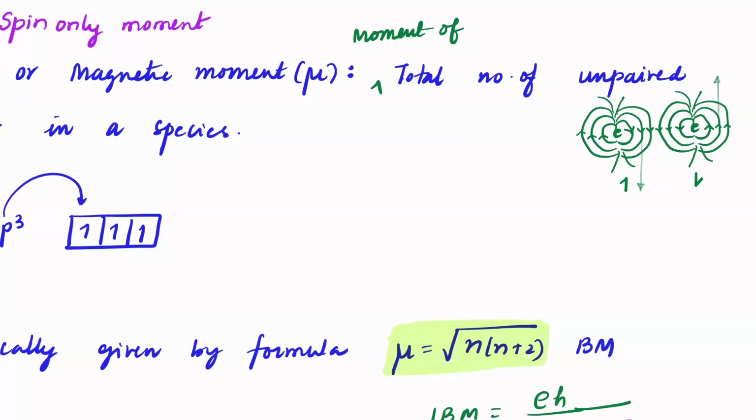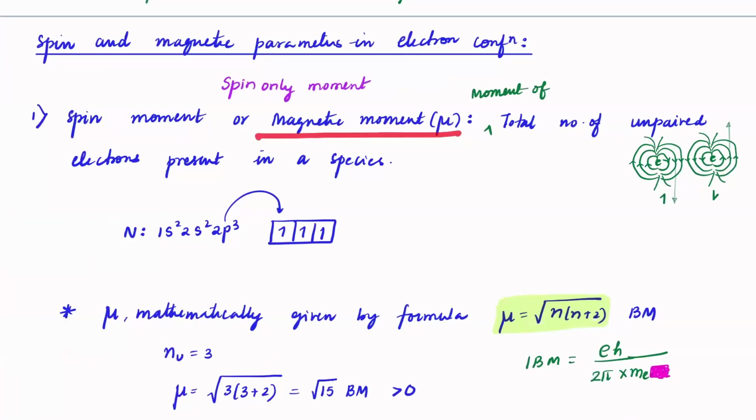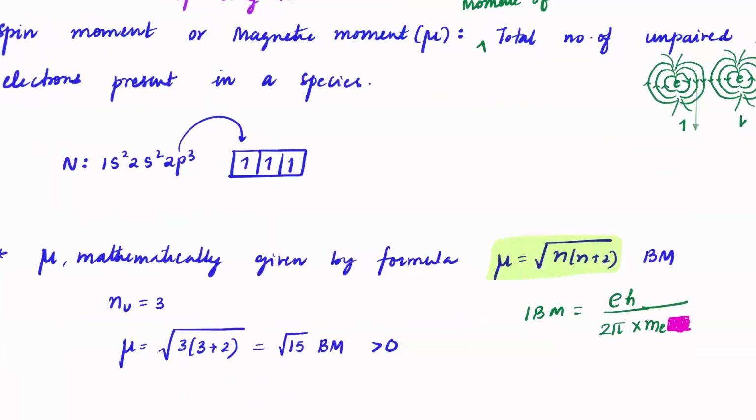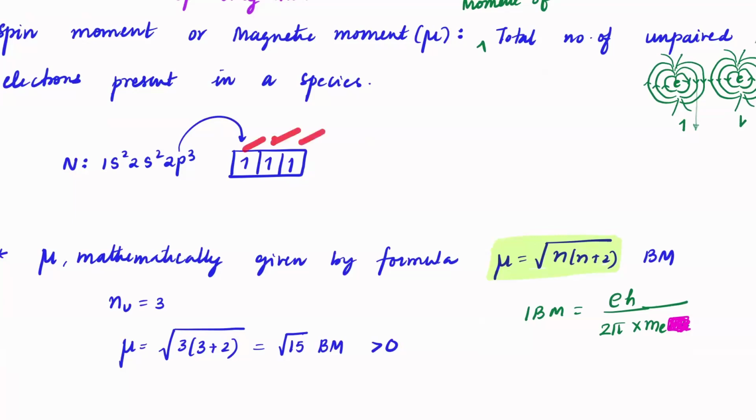Everybody clear on that? That's why we are only interested in unpaired electrons. More the number of unpaired electrons, more is the movement created. And that is called magnetic moment. So see this example. The total number of unpaired electrons in the species, for example nitrogen, is 3. Number of unpaired electrons are 3.